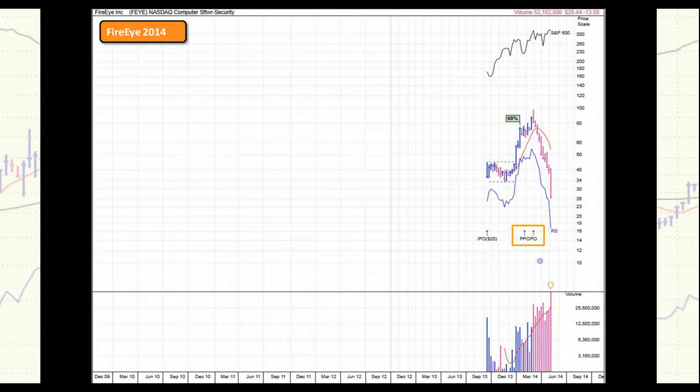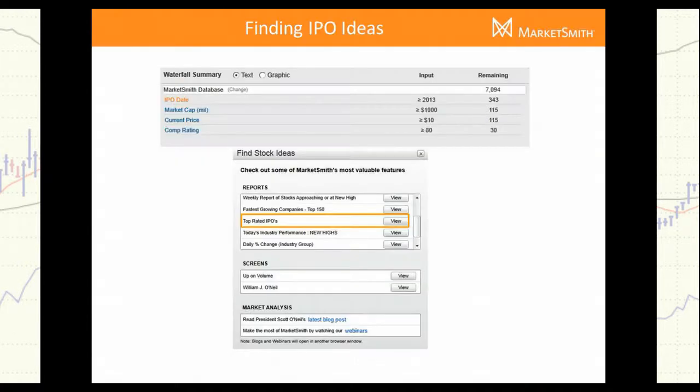But that's why we want to look at price and volume to tell us when the sell indicators are. That's just the inherent danger of looking at IPOs. They can go up quickly and they can come down even faster, and you just need to be aware of that. And so now that we know what kind of IPOs we want to be looking at, this is going to be the best way to find IPO ideas.